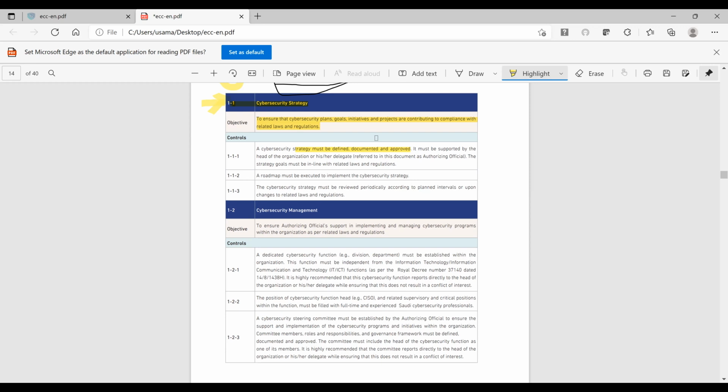Then, as a rule, not only for NCA but for your security life, we must have a documented policy. You will find this usually written in all the clauses. The policy or strategy must be defined, documented, and approved by the management, of course. It is very important, and this is one of the main requirements, that it should be supported by the management. By the way, in ISO 27001, in the requirements or clauses, you have clause number 5, which says leadership commitment.